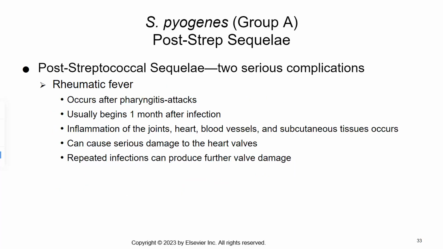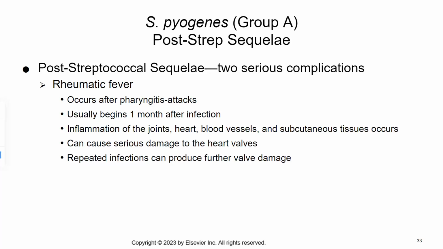The post-strep sequelae. So sometimes strep throat and other types of strep infections don't completely go away, and the strep stays around in the body either due to antibiotic resistance or immunodeficiencies or other types of predisposing factors, but the strep can stay in the body and cause severe complications. So if that happens, there are some things that can happen down the road. So there are 2 serious complications.